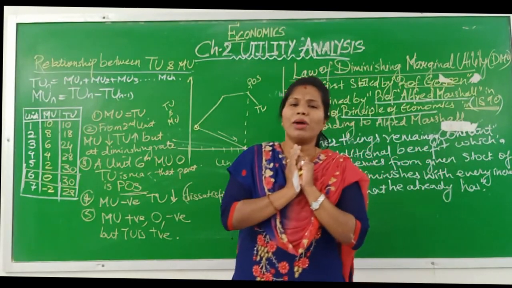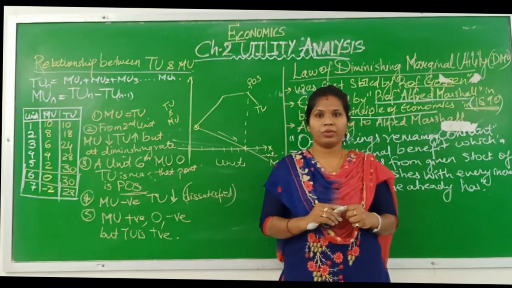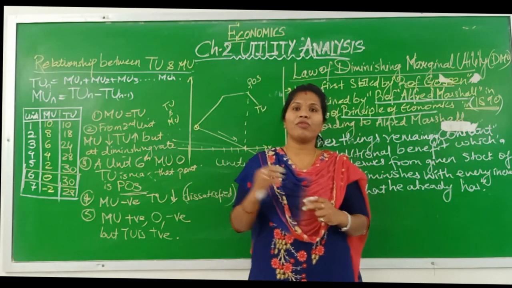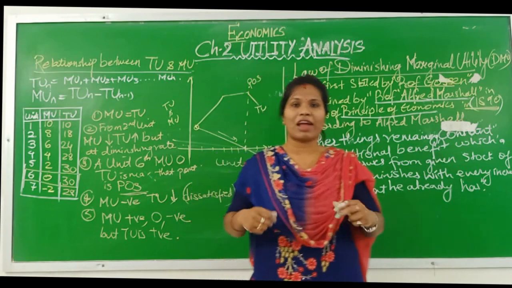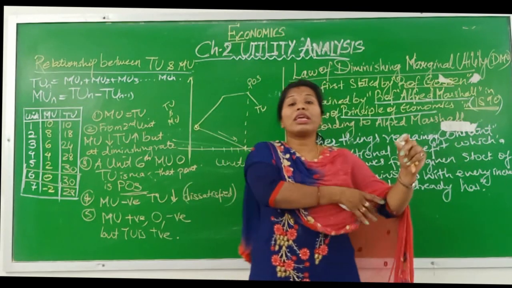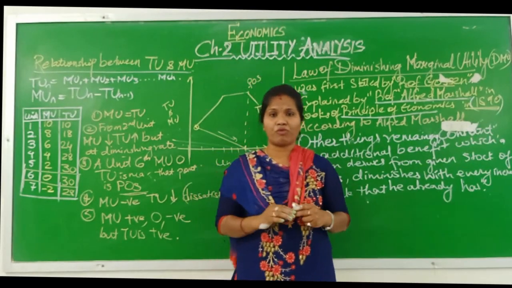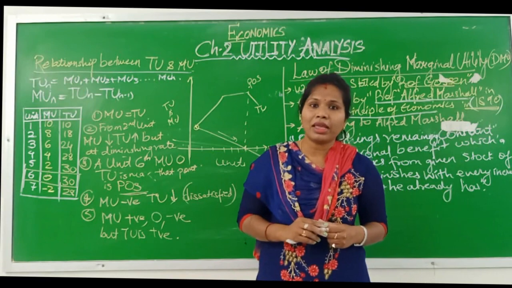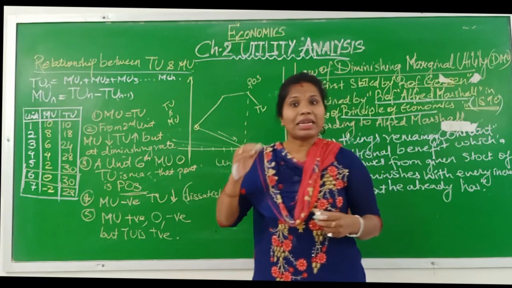Suppose you are very hungry. When you ask your mom for food, she will quickly start preparing chapati for you. The first chapati she gives you, you will get maximum satisfaction, the maximum utility. From the second chapati, you will get utility but at a diminishing rate.